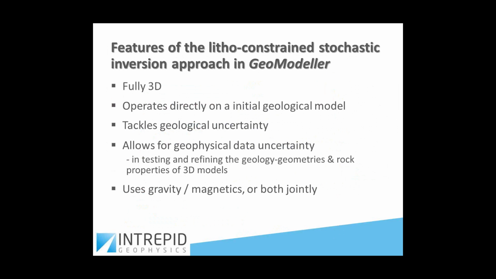In summary of what we've said so far in the PowerPoint today, the features of litho-constrained stochastic inversion in GeoModeller are that it operates fully in 3D. It operates directly on an initial or a reference geological model. It tackles geological uncertainty and allows for geophysical data uncertainty in testing and refining the geology geometries and the rock properties. Also, you can use it on gravity, magnetics, or both jointly.